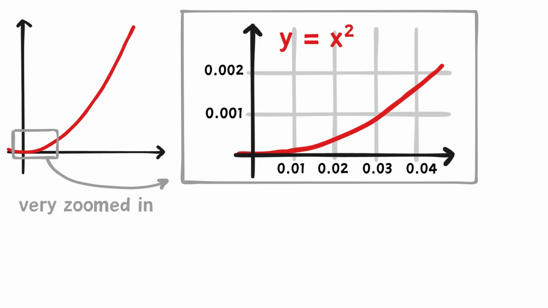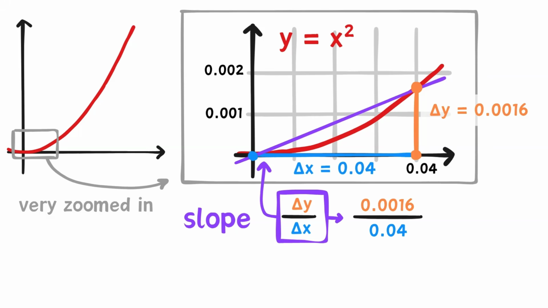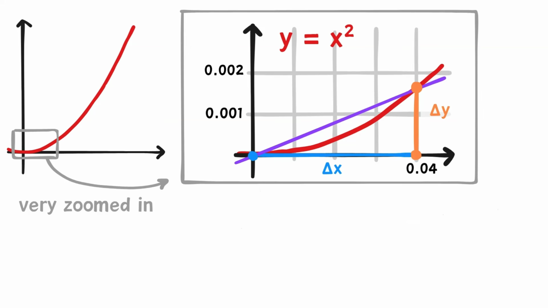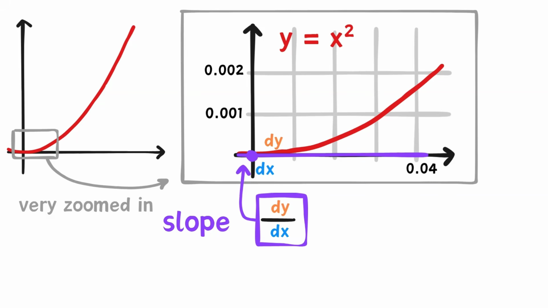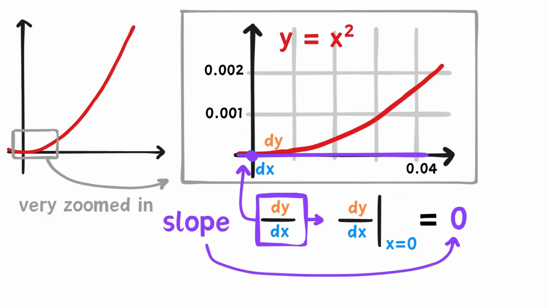For example, if we had this graph, y equals x squared, when x has a very small increment from 0 to 0.04, y goes from 0 to 0.0016. Thus, the secant line at this point will have a slope of the change in y over the change in x, or 0.04. Now, imagine this change in x getting smaller and smaller. This is represented by dy over dx, which is the derivative, the slope of the tangent line. In this example, we know that the derivative of this function, x squared, when x is 0, is 0, because the tangent line at 0 has a slope of 0.